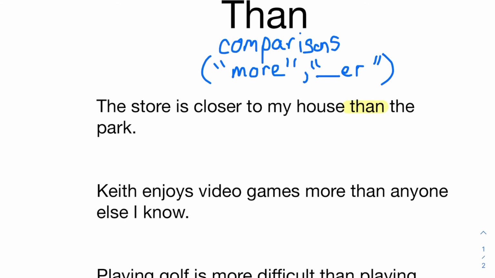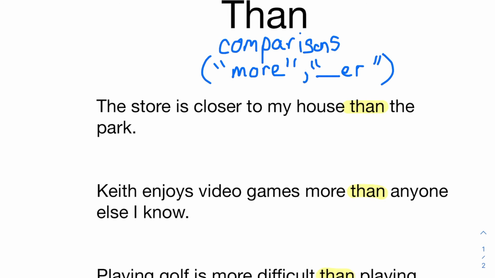Keith enjoys video games more than anyone else I know. So here we're comparing Keith's enjoyment of video games to that of any other individual that we know. In our last example, playing golf is more difficult than playing tennis. Here we're evaluating the difference in the difficulty of playing each of these sports, golf versus tennis here. Now let's see if we can find some of the key words used that let us know that "than" would be the correct usage in these comparison sentences.